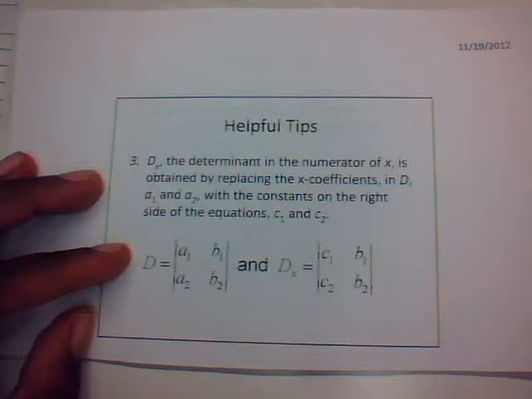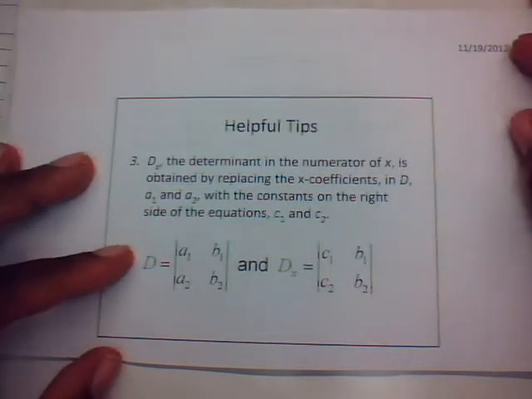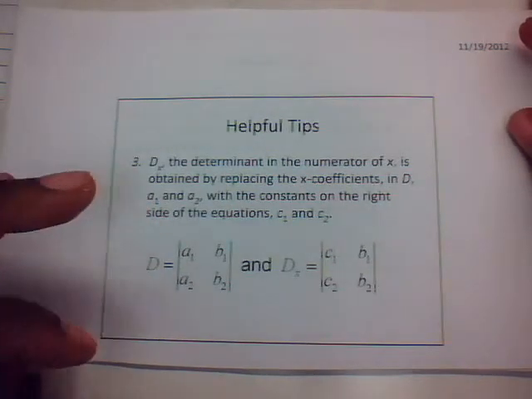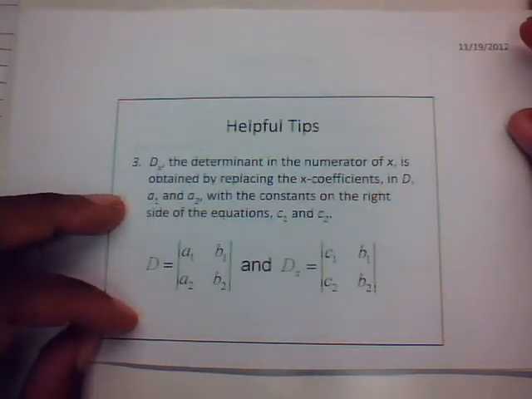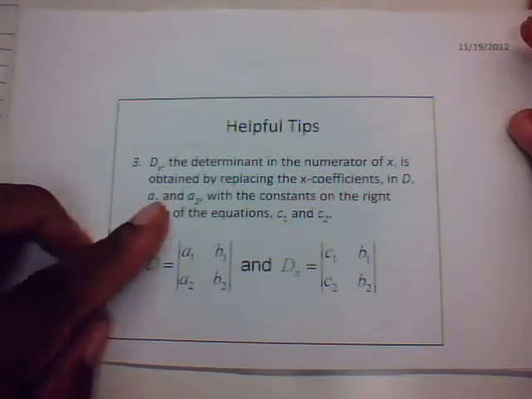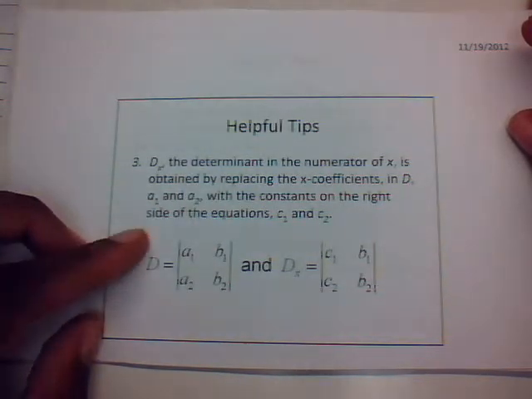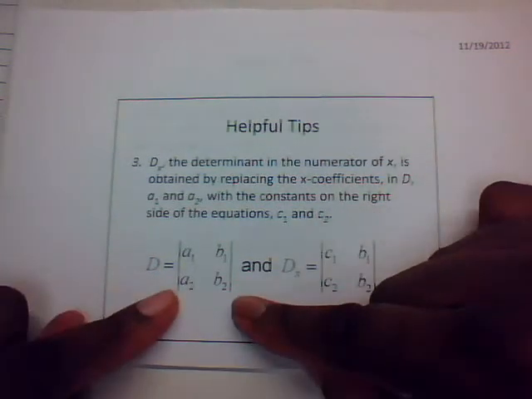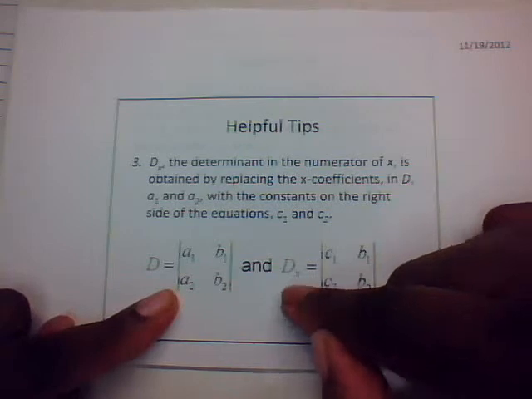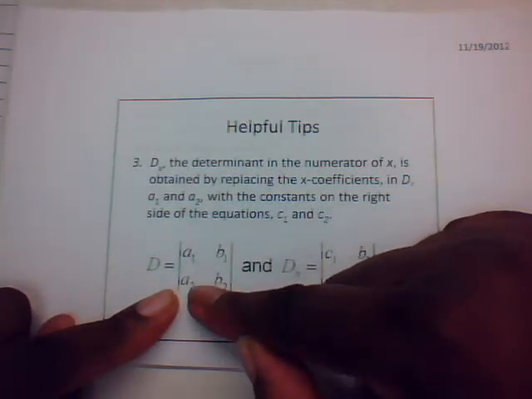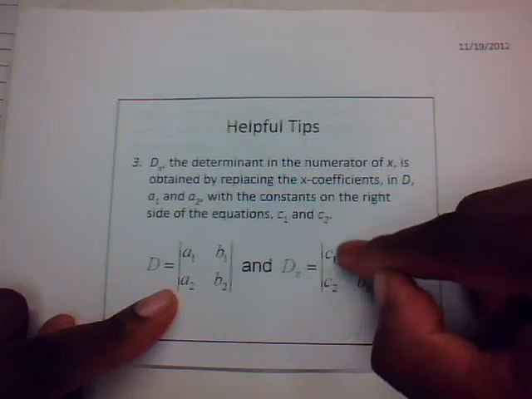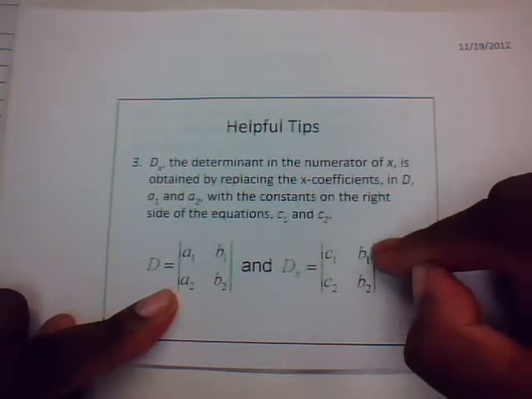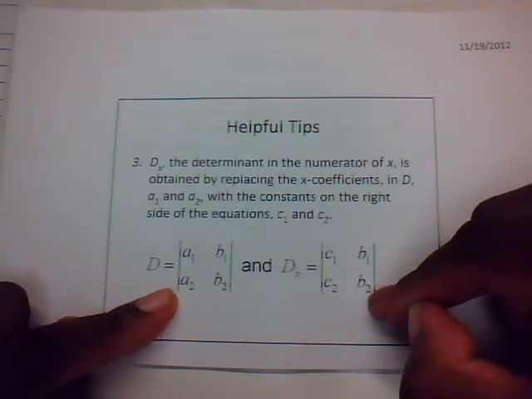Now, the determinant of x, or D of x, is the determinant in the numerator of x. And that's obtained by replacing the coefficients of x in D with the constants on the right sides of the equations, which are C1 and C2. So this is D. D of x, you're going to replace these coefficients of x with those constants, C1 and C2. So D of x will have C1 and C2, and you'll still have the B1 and B2, which are your coefficients of y.